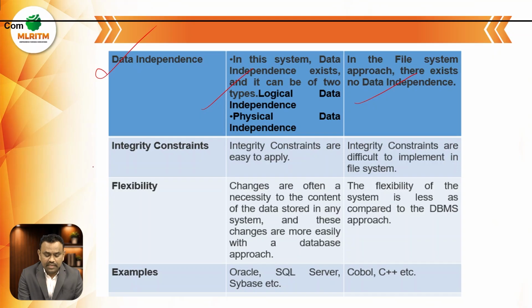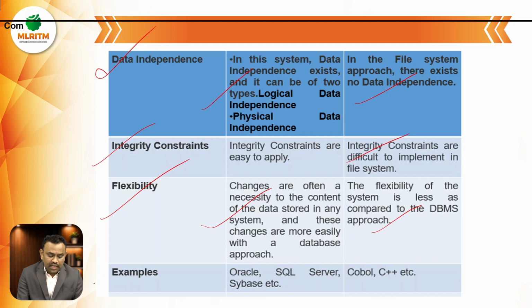So coming to integrity constraints. Integrity constraints are easy to apply in DBMS, whereas in the case of a file system, integrity constraints are difficult to implement. Coming to flexibility, we can make changes easily in the case of DBMS. In the case of a file system, the flexibility of the system is very low compared to the DBMS.